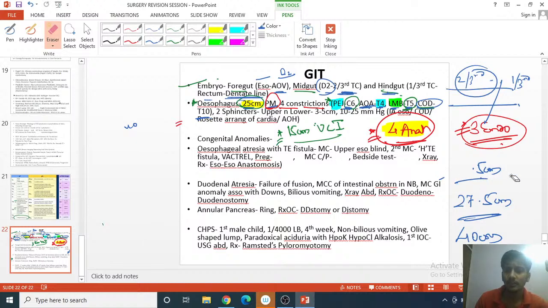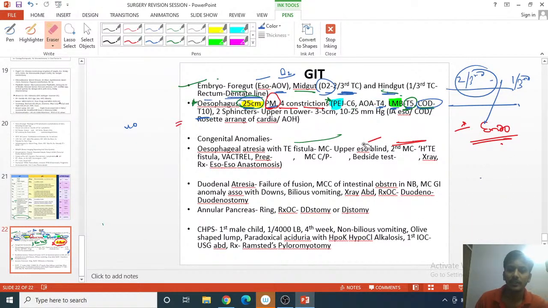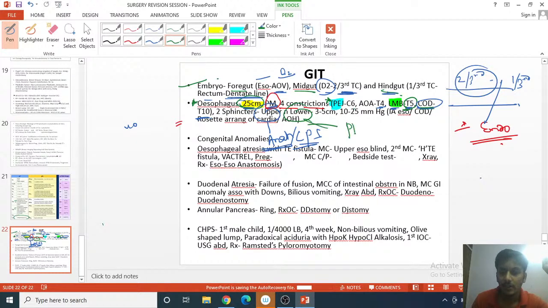Then how many sphincters are there in the esophagus? There are two sphincters, okay: the upper sphincter and your lower esophageal sphincter. So remember please, guys, the upper sphincter is your anatomical sphincter. The upper sphincter is known as the anatomical or cricopharyngeal sphincter, whereas your lower sphincter is known as the physiological sphincter.